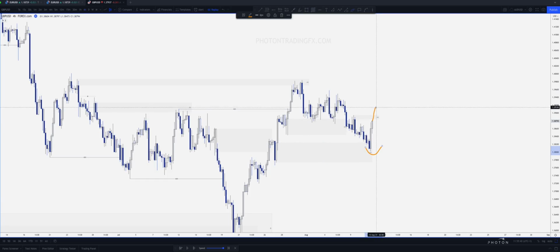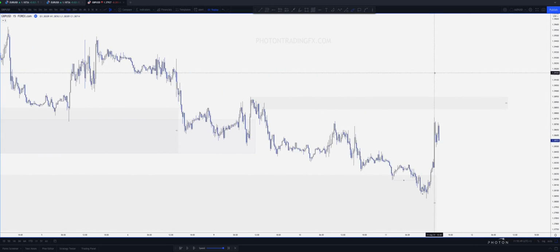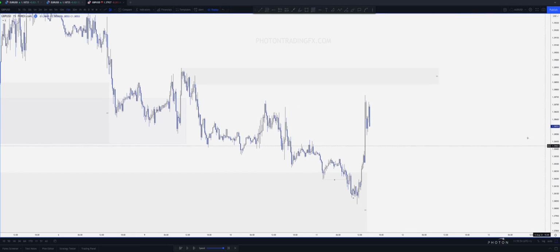But if we can break up above here, then I'd have much more conviction that that's the higher low, and then I'd be looking to hold on to the majority of my volume to try and take out that high there. So if we are within trades, we're going to start to look for potential areas to either take profits or look for short positions to hedge our long position.